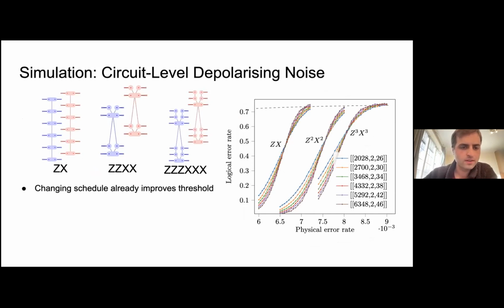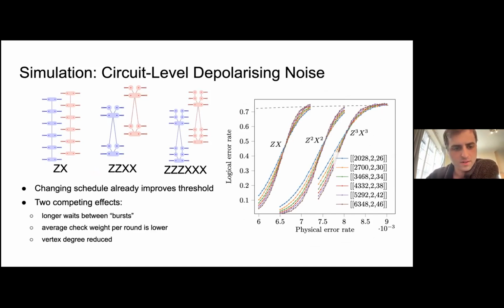For depolarizing noise, we see that changing the schedule already improves the threshold. It goes up from around 0.6% to 0.8% for circuit level depolarizing noise. And you can expect to get some improvement for depolarizing noise, but only to some extent. You have leaks between these bursts of check measurements. So although the average check weight is lower and the vertex degree is lower, because of these longer bursts, there is an optimal number of repetitions. We find that beyond around 4 repetitions, the threshold does decrease again.